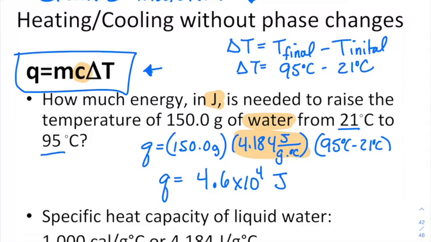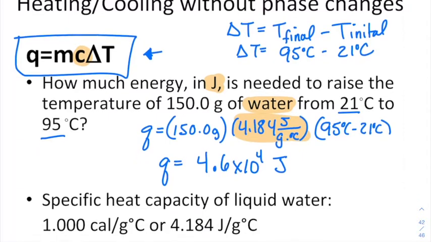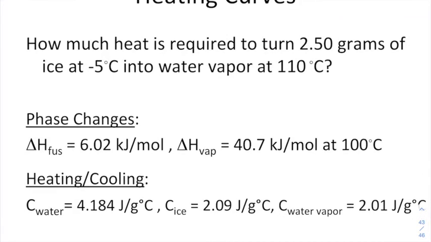Okay, so again, this is a review slide. So now let's go ahead and get to some brand new stuff. And here we're going to look at what we call a heating curve. So it says how much heat is required to turn 2.50 grams of ice at -5 degrees Celsius into water vapor at 110 degrees Celsius.